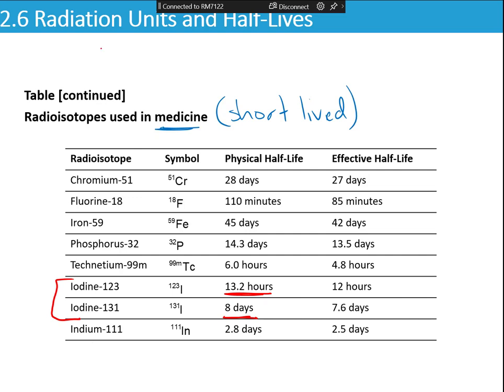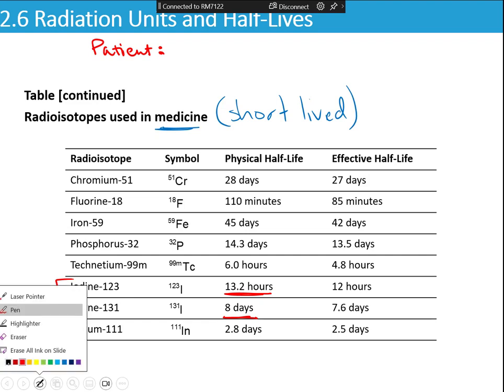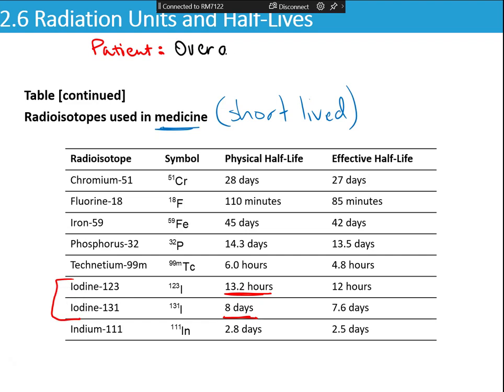So if we have a patient and they come in and they have an overactive thyroid, they will give them iodine 123. They give them a very small dose. They want to give them the smallest dose that they can detect. They inject it. All that iodine goes to the thyroid. Then they can monitor, where does the iodine go in the thyroid? Is it uniformly dispersed, or does it all go to one spot?